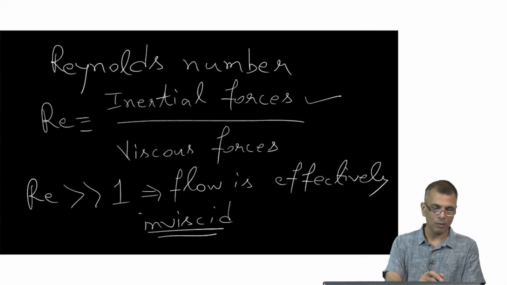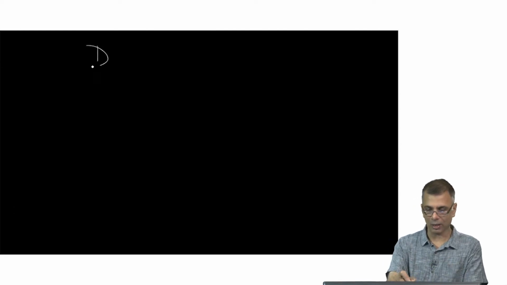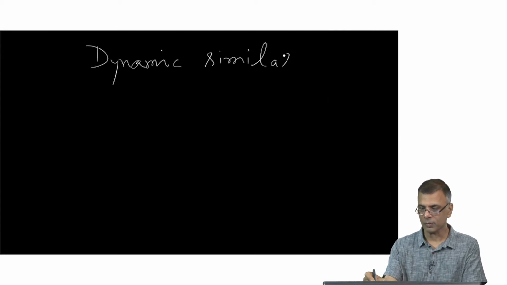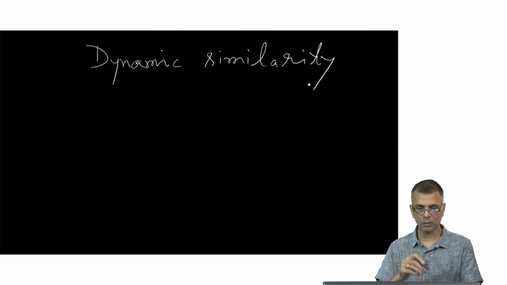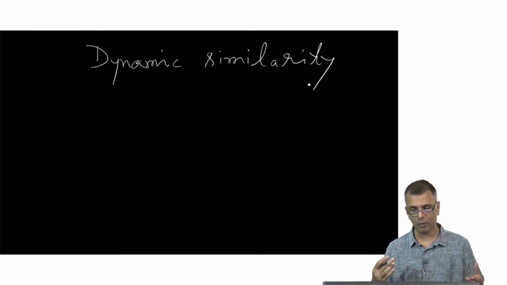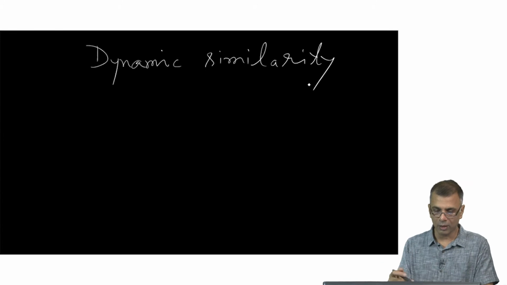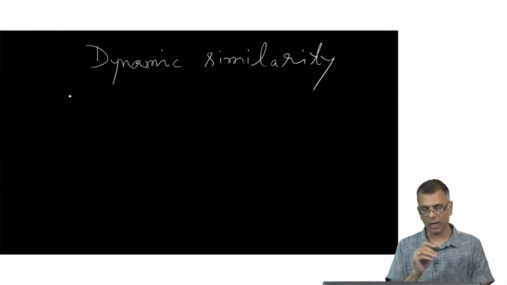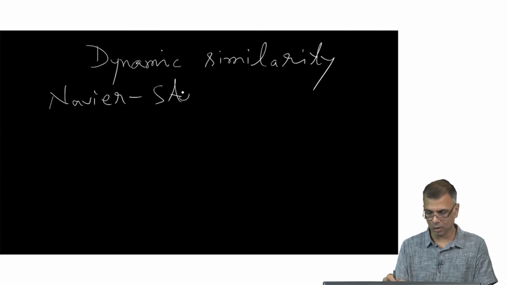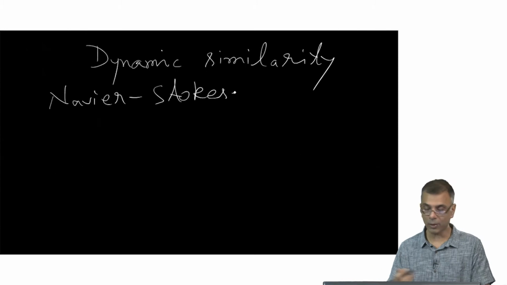When we met last, we also talked a little bit about dynamic similarity, and this is one very useful way in which the concept of the Reynolds number is applied. We essentially wrote down the Navier-Stokes equation, which is just the momentum equation.